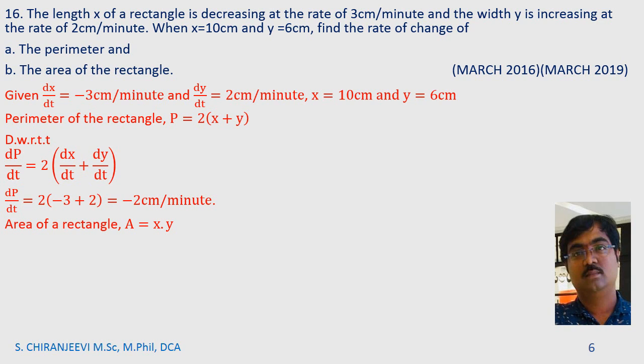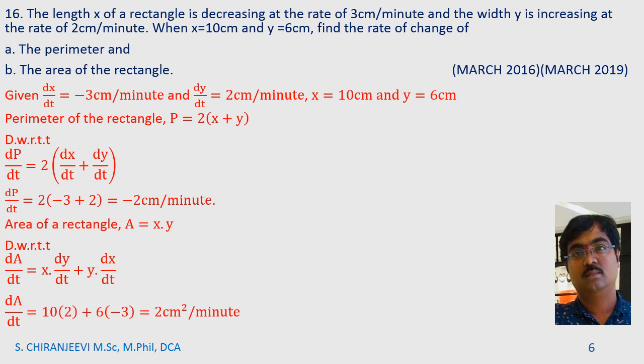Area of a rectangle capital A equals x into y. Differentiating with respect to t. See here we have x and y, so we need to go by product rule. dA/dt equals x into dy/dt plus y into dx/dt. So substituting x, dy/dt, y, dx/dt, dA/dt equals 10 into 2 plus 6 into minus 3. 20 minus 18 is 2 cm² per minute.